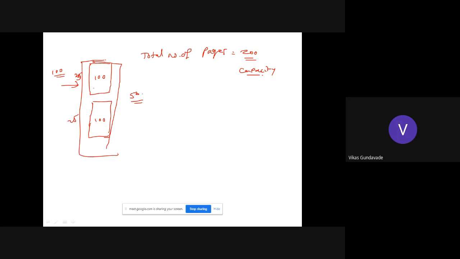Okay. So here what happens? Here the word size of each page goes on increasing. So here the total size remains constant. Okay, but here what happens? Here the size goes on increasing. Okay, so this increase in size is called the word size.